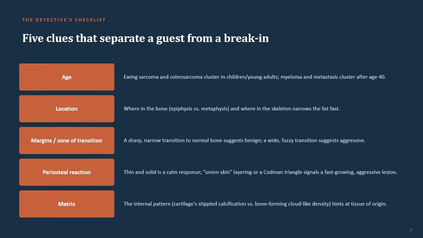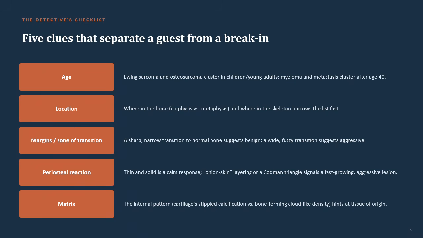So for benign tumors, there's typically a sharp, narrow transition to normal bone. And in your malignant tumors, there's usually a wide or fuzzy transition, and that's going to suggest that the tumor is acting very aggressive.